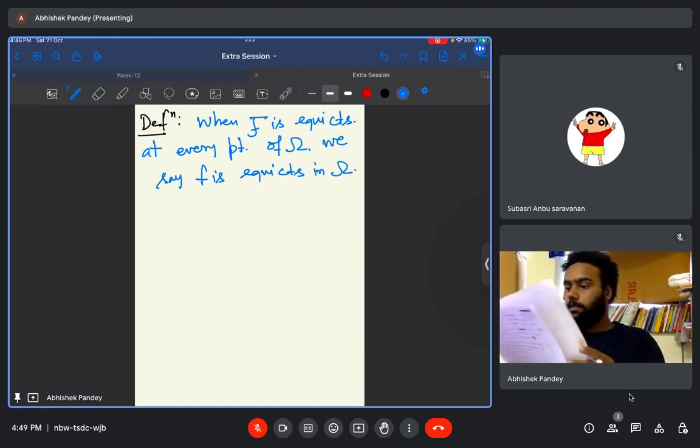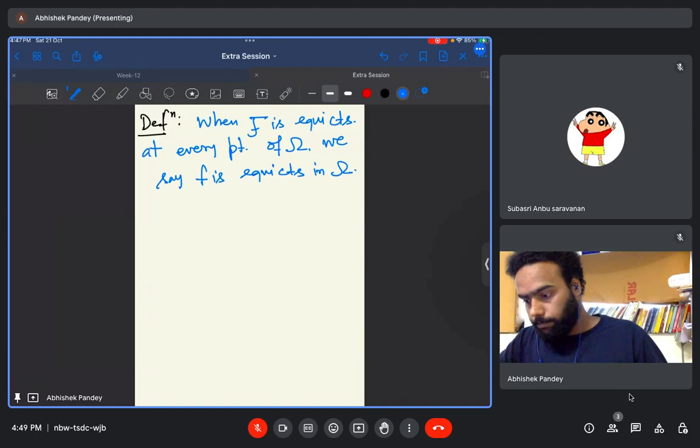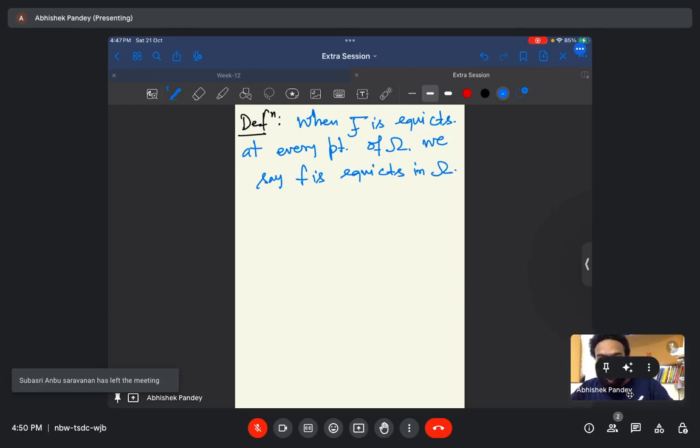So now we have this thing. So this is pointwise equicontinuity. Now we'll talk about something, uniform equicontinuity. So this is related to, just wait a minute.